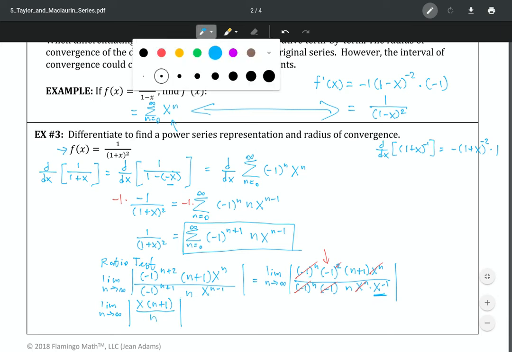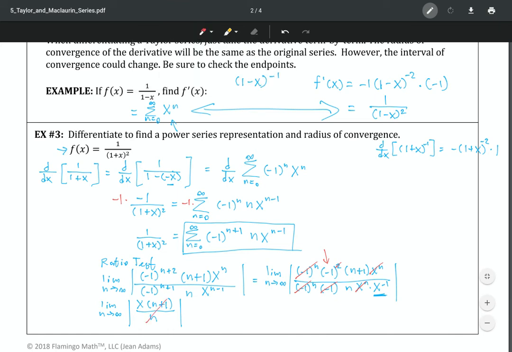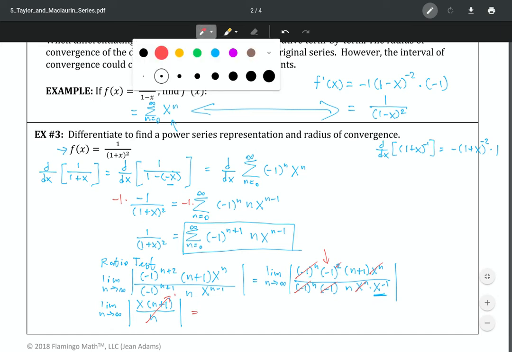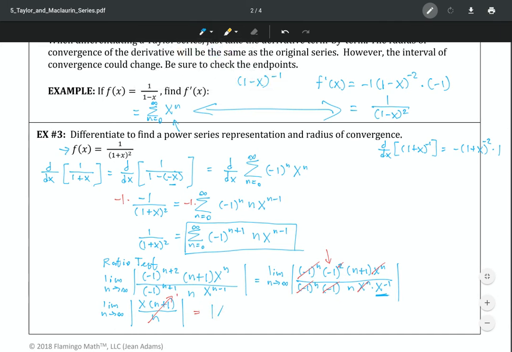So when I take the limit as n goes to infinity, again, by the rules of the horizontal asymptote here, that's just going to be 1. So I'm left with the absolute value of x, and that has to be less than 1. So my radius of convergence is 1.